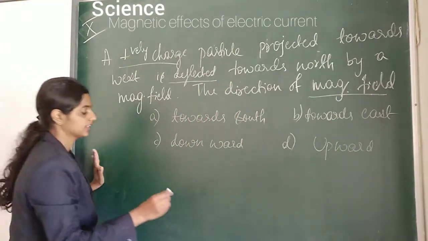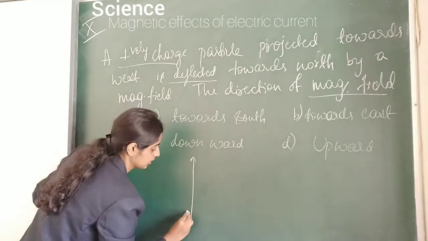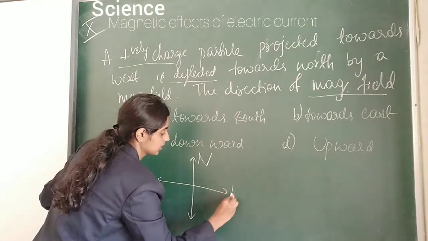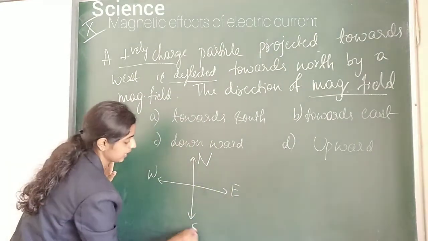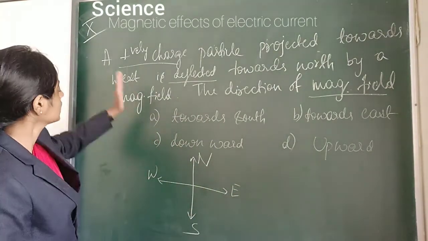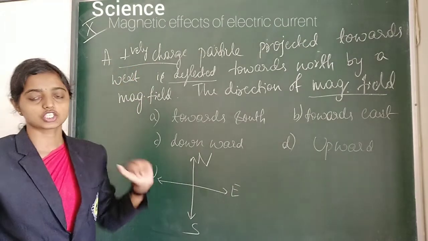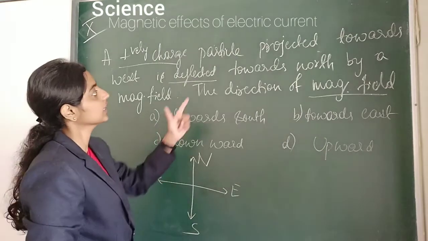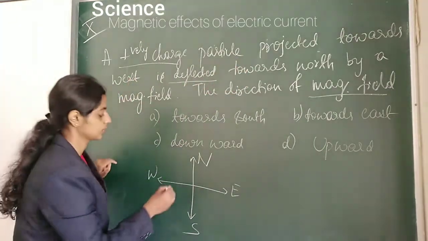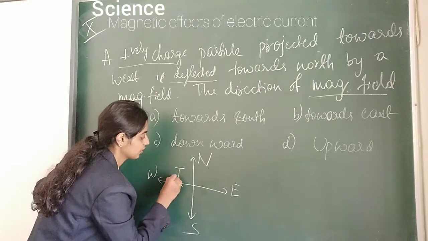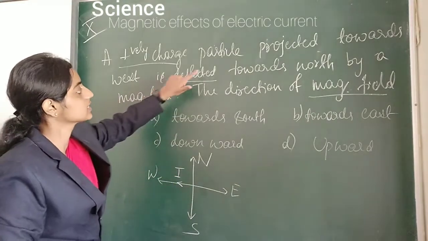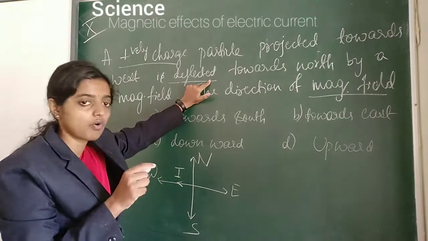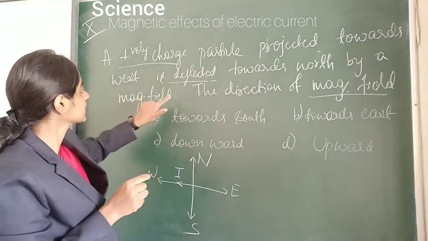We'll just draw the directions. Let it be north, east, west and south, right? Look at the question. A positively charged particle means current. A positively charged particle is nothing but current towards west. So this is the direction of current which is given, and it is deflected. What will be deflected? The force from the magnetic field.